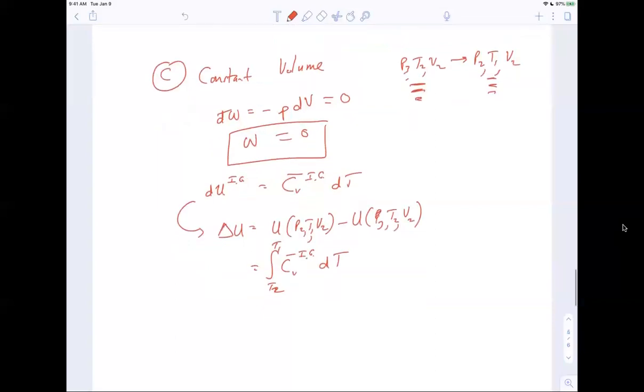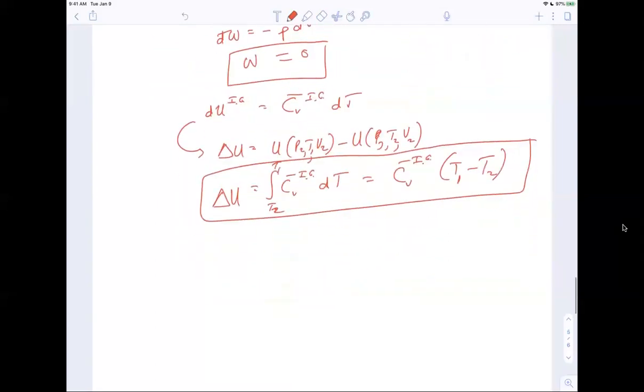This just turns out to be CV ideal gas times T1 minus T2. So that's delta U. And here we had to apply the fact that for an ideal gas, U is just a function of T. That was the concept that we had to apply for this problem.